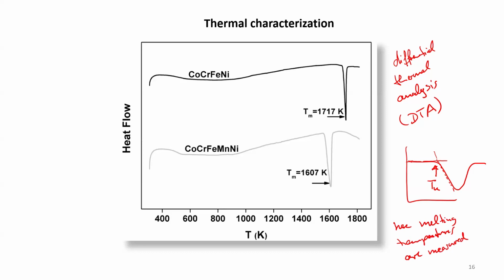Why do we measure this? Is this important to analyze diffusion? Think about homologous temperatures. These are different alloys. One is 4, one is 5 component. You see the melting temperatures differ rather considerably.